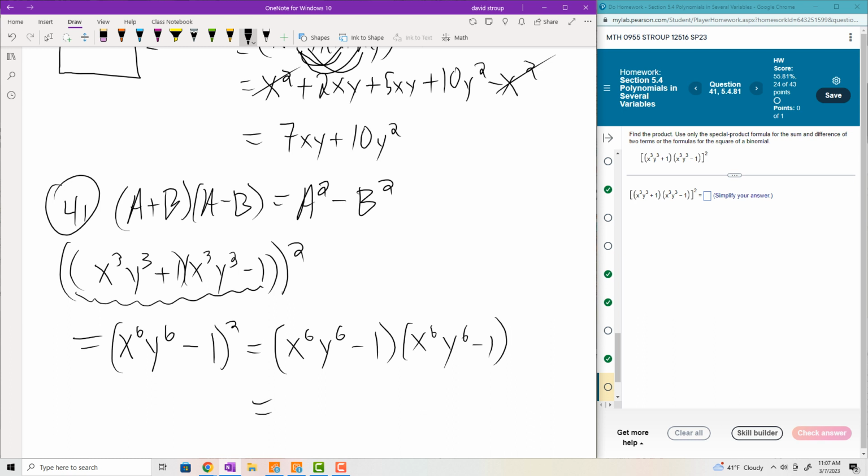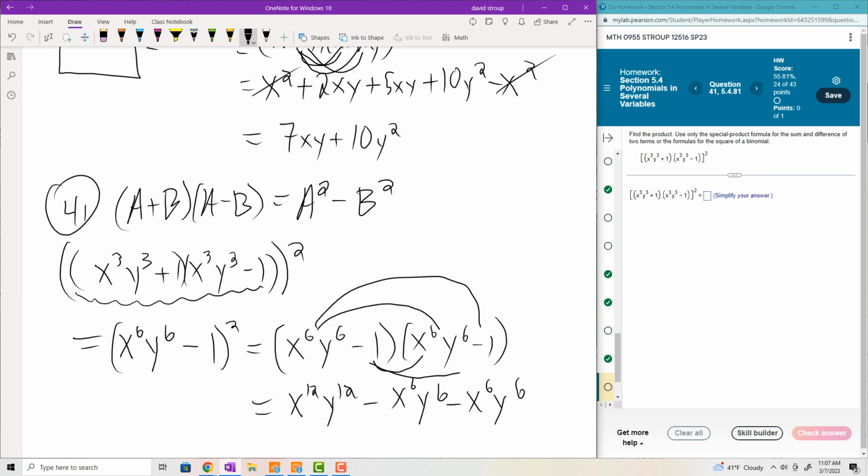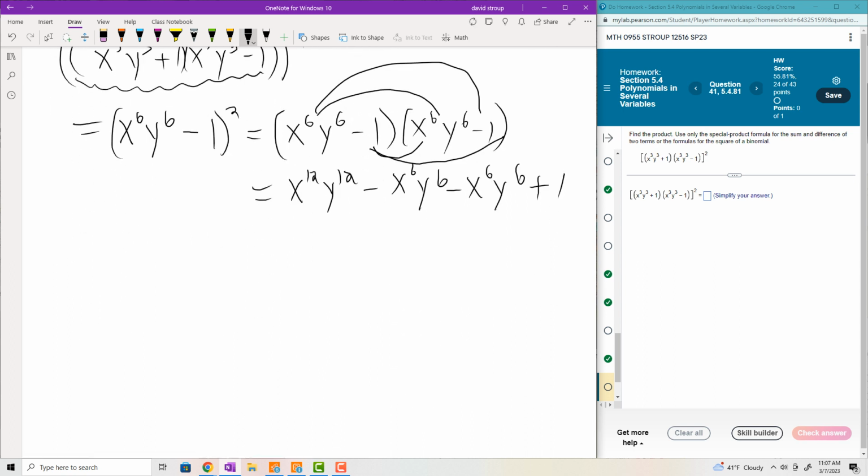Then you could expand this and FOIL. And so foiling x to the 6, y to the 6 times x to the 6, y to the 6 is going to give you x to the 12th, y to the 12th, and then minus x to the 6, y to the 6, and then another minus x to the 6, y to the 6, and negative 1 times negative 1 is plus 1. And then you combine like terms, so you get x to the 12, y to the 12, minus 2x to the 6, y to the 6, plus 1. And that should do it.